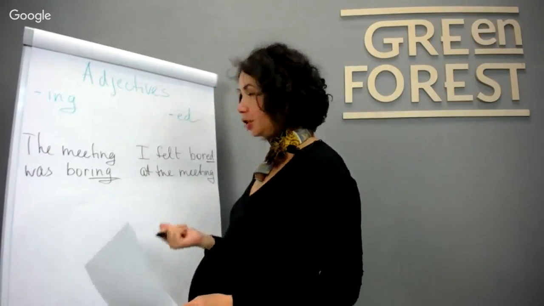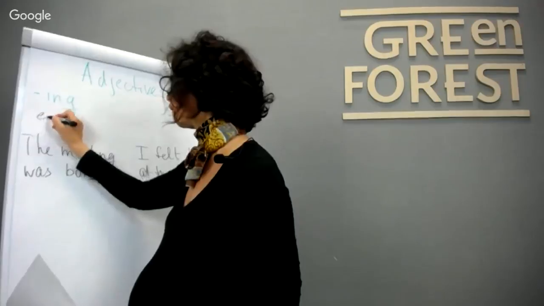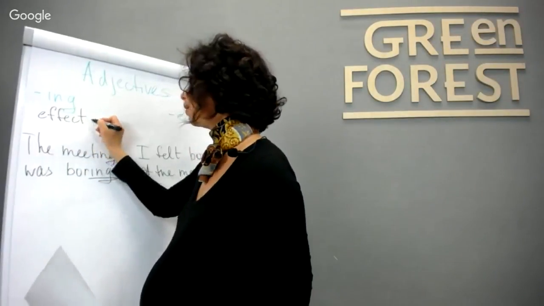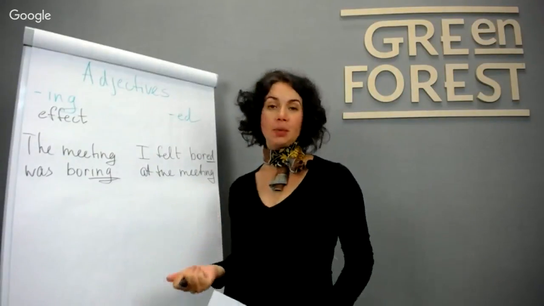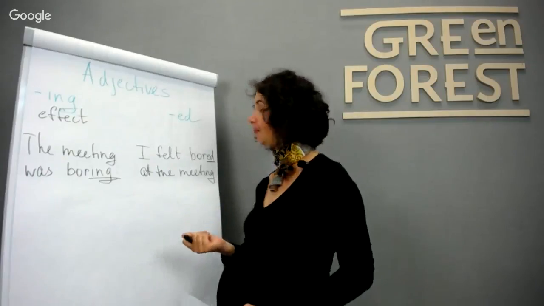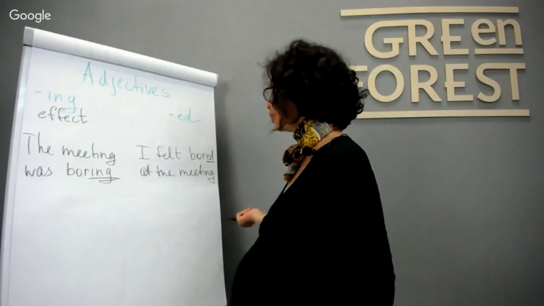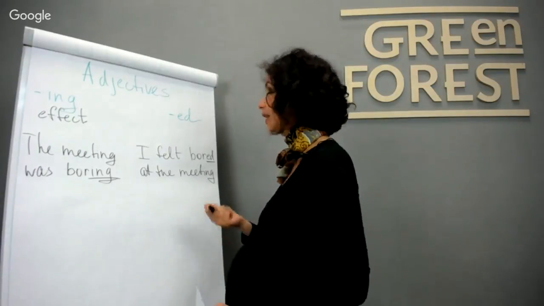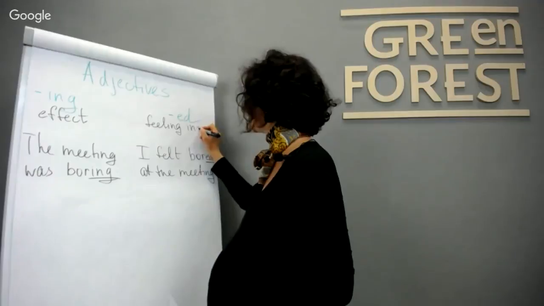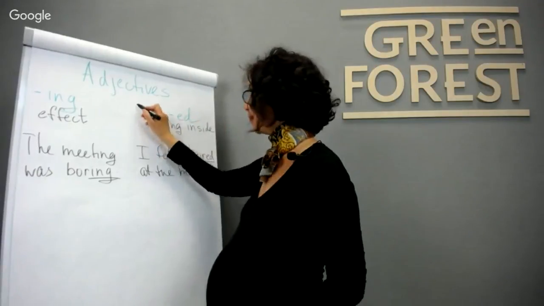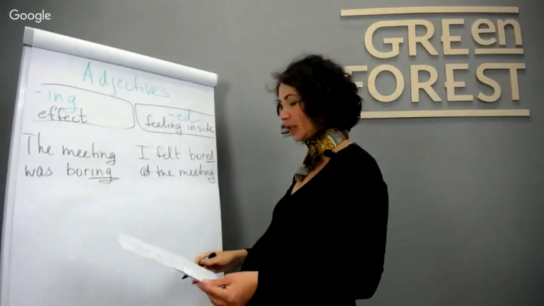When we use an -ing adjective, we want to describe the effect that the thing has on us. So the meeting was boring. We describe the meeting, we describe the situation, we describe something. And when we use the -ed ending, we want to describe how the person feels inside. Like a feeling inside. That's for the person, please pay attention.